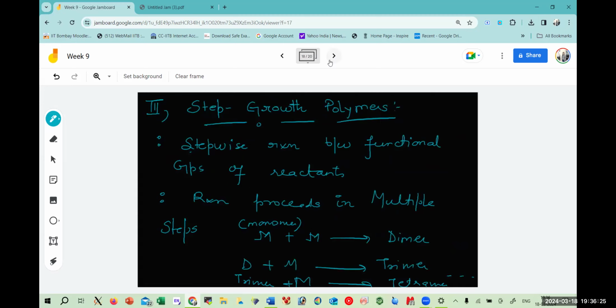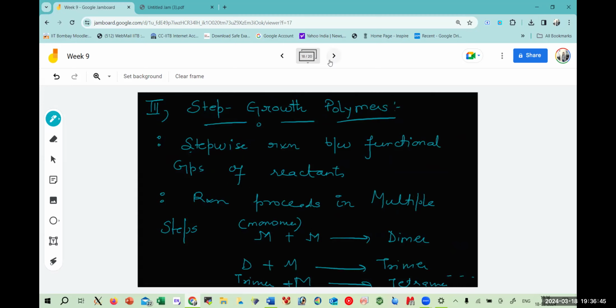The third type that we have is step growth polymers. The name itself suggests what it means. Step growth means that it goes stepwise. It is not a direct process where we mix the two and end up with the highest molecular weight polymer. No. It goes step by step.